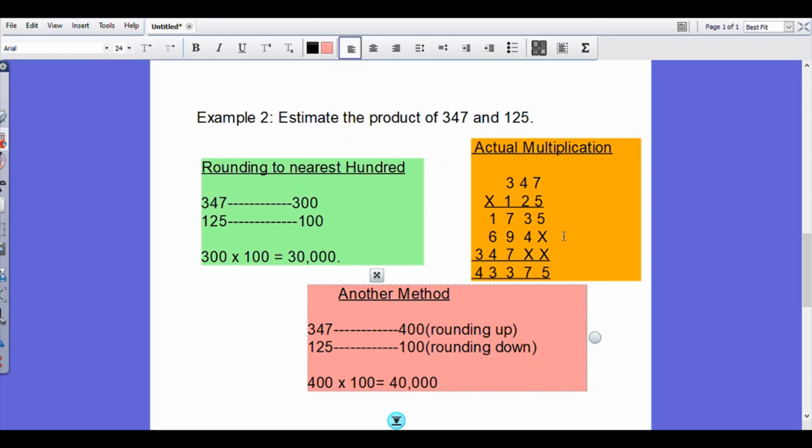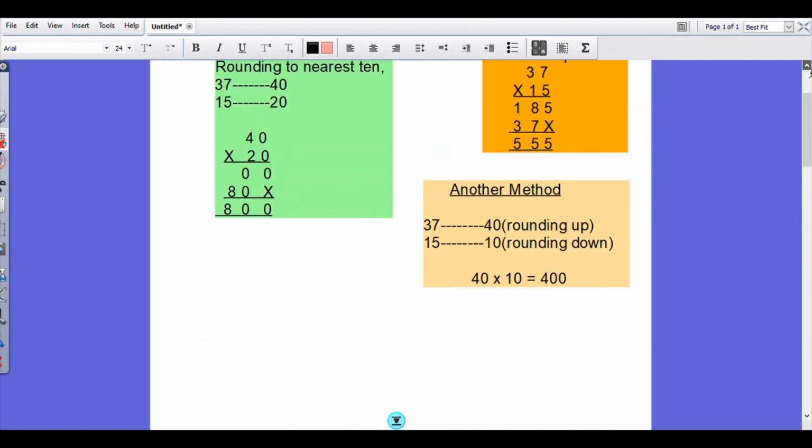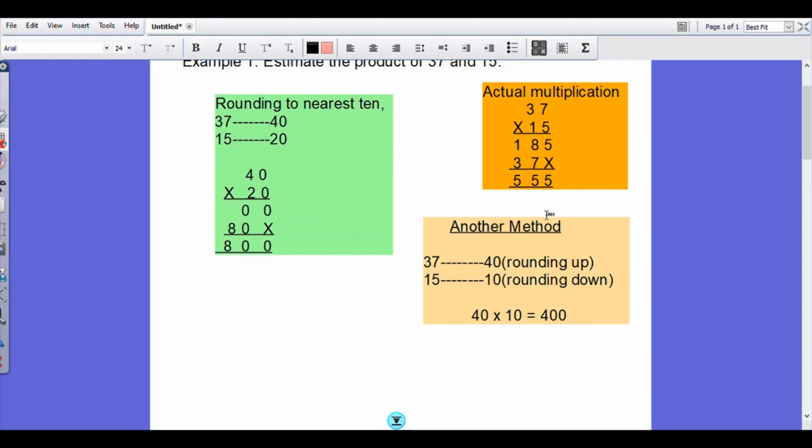So from the above two examples, we have found that if you round one number up and one number down, the result will be much closer to the actual multiplication. If you round off both numbers, there will be a much bigger difference compared to the actual multiplication. In this method, if you round one number up and another number down, their product is much closer to the actual one. Okay students, hope you understand.